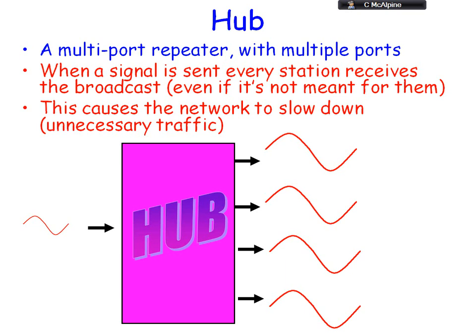So it's a bit wasteful, causes a lot of unnecessary traffic in a network because often signals are not meant for every node on the network. So the hub's good because it can allow us to set up and connect with several different devices on the network, but it broadcasts onto everyone, causing a lot of unnecessary traffic.